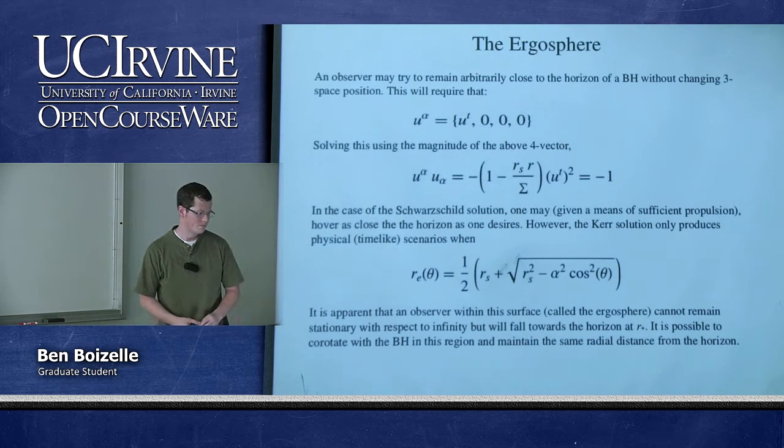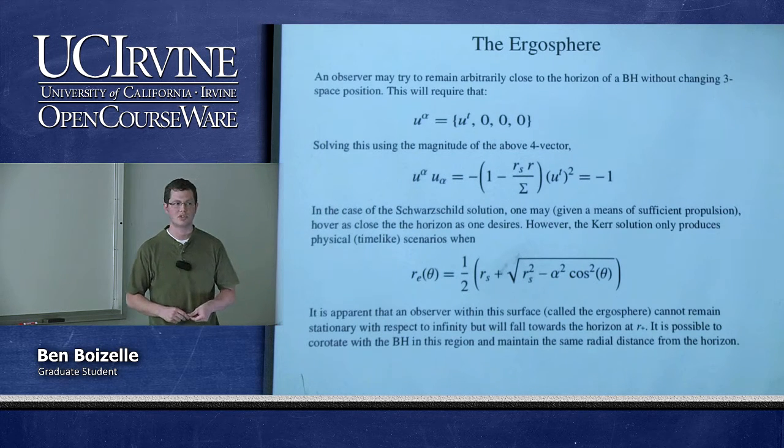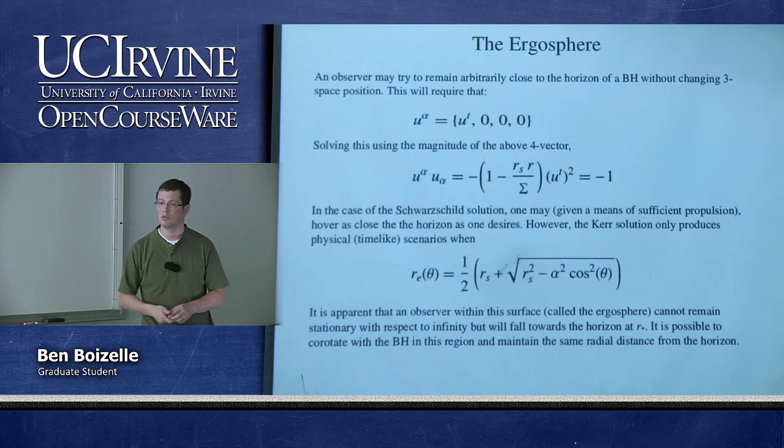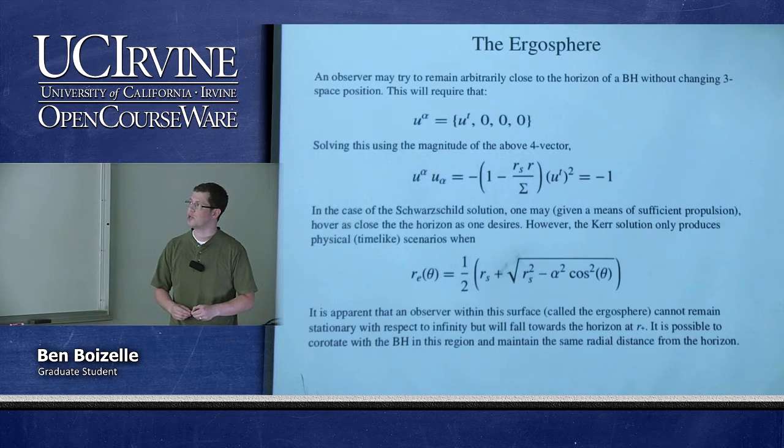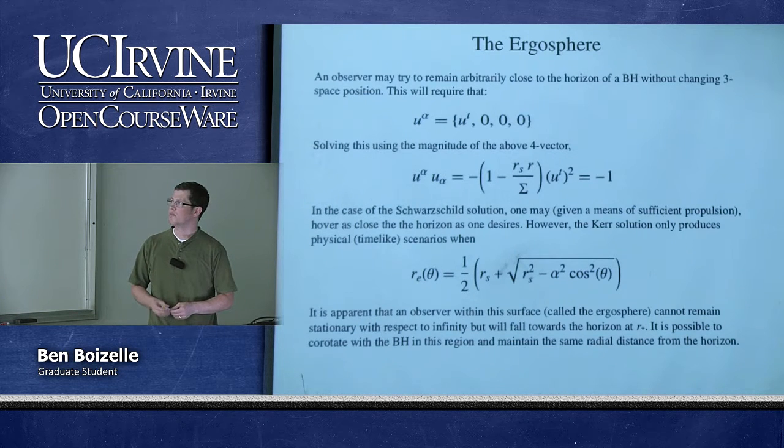So, lastly, I wanted to talk about the ergosphere. For the Schwarzschild solution, if you had enough propulsion, you could remain stationary at any point above the event horizon. However, that is not the case with the Kerr solution. If you try to have a constant spatial component of your four velocity, then taking the magnitude of that, you're able to get a limit as to how close you can get. In other words, this term right here can't be zero. When you solve that, you find what's called the ergosphere radius, which is related to alpha and, of course, theta.